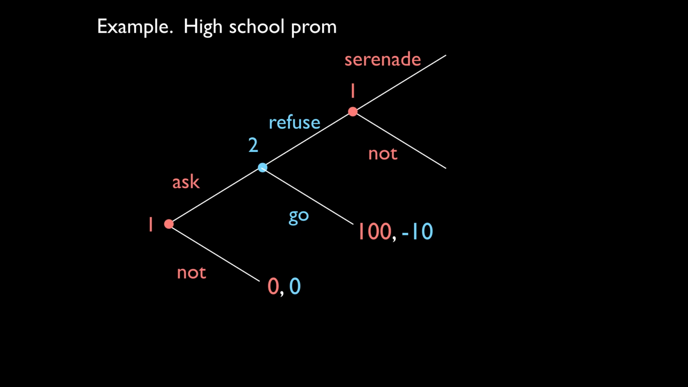Okay, if 2 refuses and 1 doesn't do anything, what happens here? What do you think? Probably -10. I think it's -5, right? It's not like -10. That means 2 would actually like to be asked and refuse, right? I think.